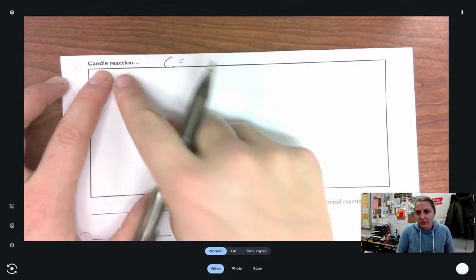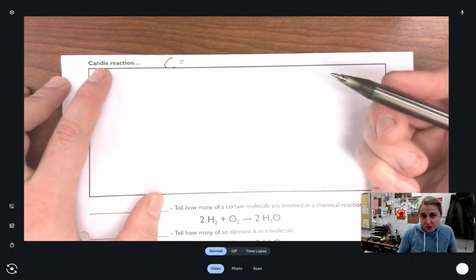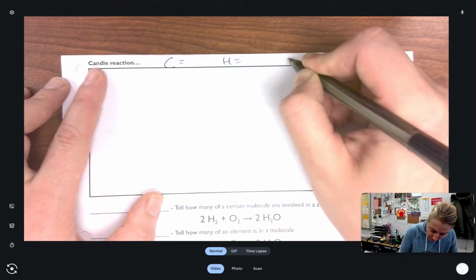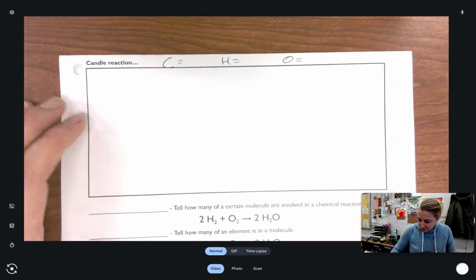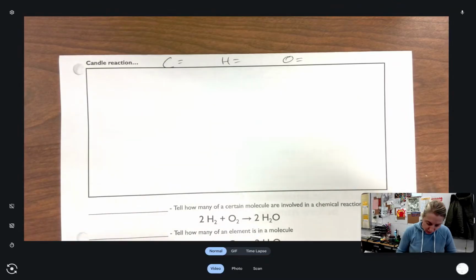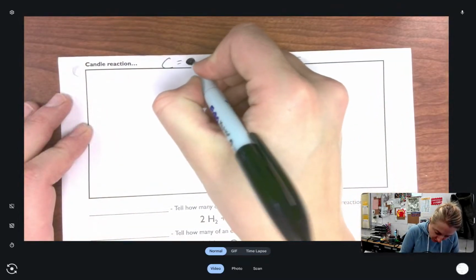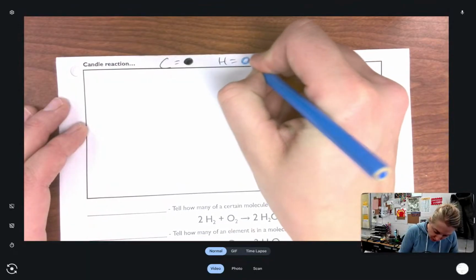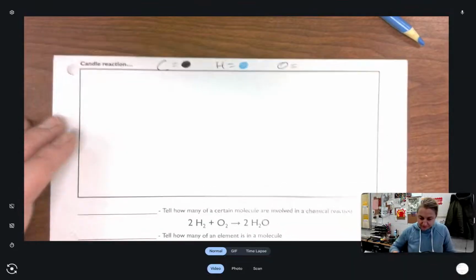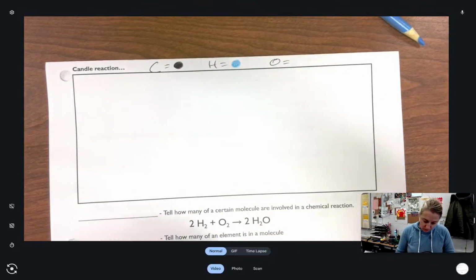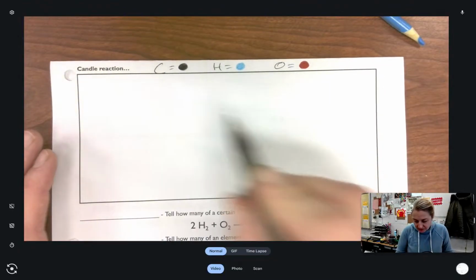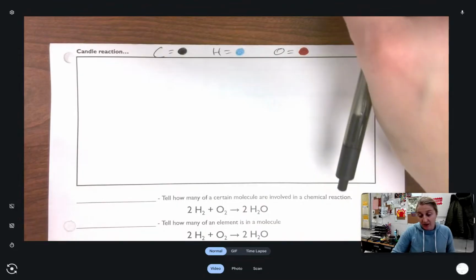When a candle burns, there are three elements involved: carbon, hydrogen, and oxygen. I'm going to use black to represent carbon. I'm going to use a black circle to represent an atom of carbon, this blue circle to represent an atom of hydrogen, and a red circle to represent my atoms of oxygen. Okay, so make yourself a little key with a couple of colors if you can.